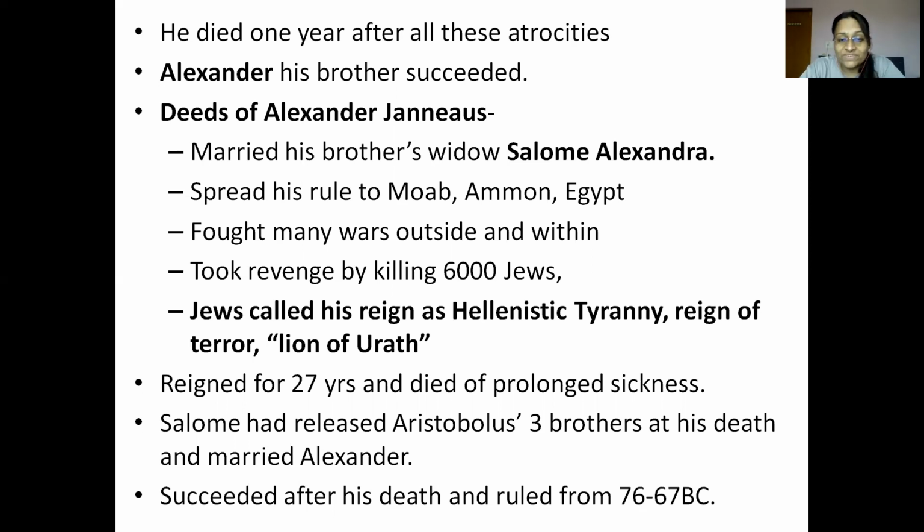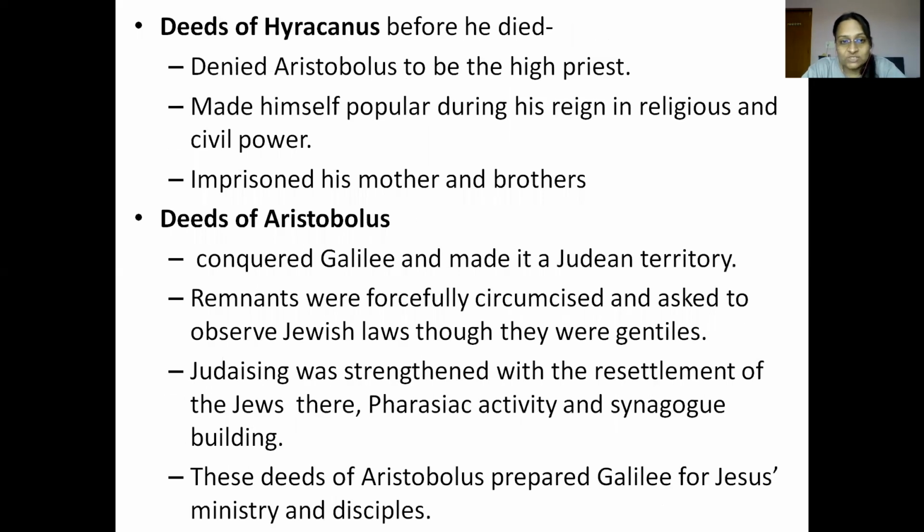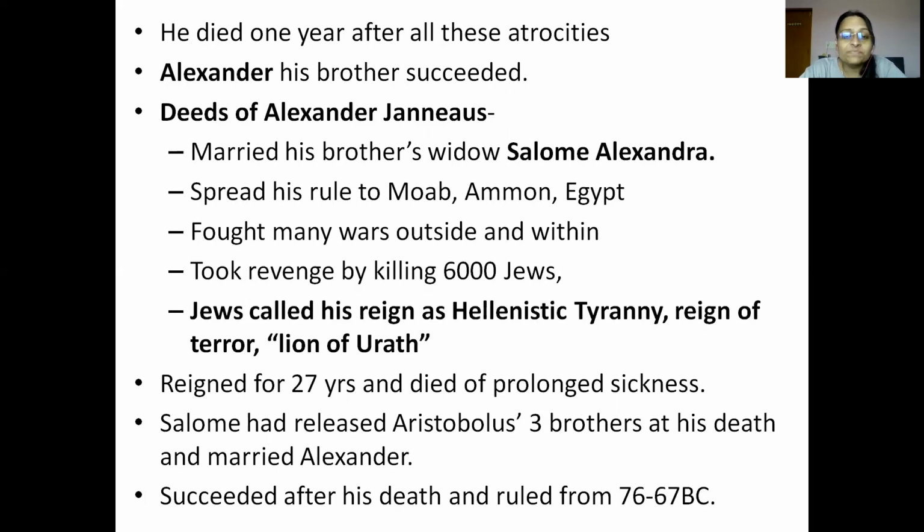So he reigned for around 27 years, and he died of prolonged sickness. Salome had released Aristobulus' three brothers at his death, and she married Alexander at that time. Okay, we have to remember that Aristobulus' brothers and his whole family were in jail. They were inside the jail because Hyrcanus had put them all in jail. So we have to remember that now, at the death of her husband, when she was about to marry Alexander Janus, at that time she released the three brothers of Aristobulus, and only then she got married to Alexander.